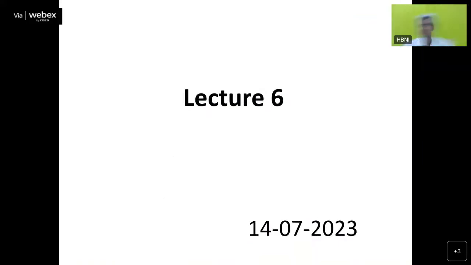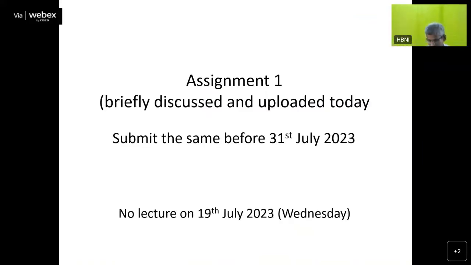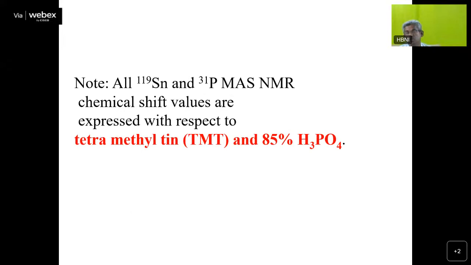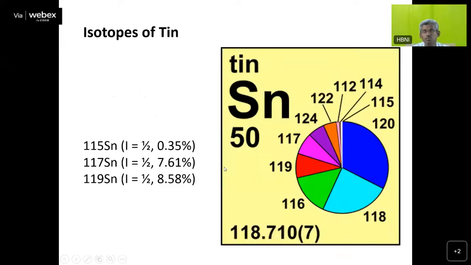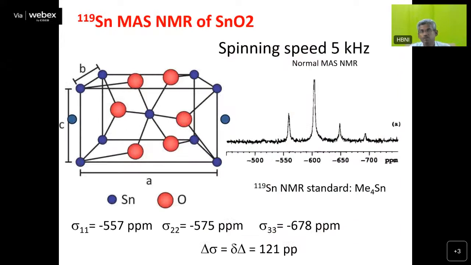So last class, what we have discussed is regarding phosphorus-31 NMR as well as tin-119 NMR. I think we have discussed in detail regarding the tin-119 NMR. So we got information regarding the side bands, etc. Then you calculate the anisotropy. The coupling constant also, I have mentioned two types of coupling constant.